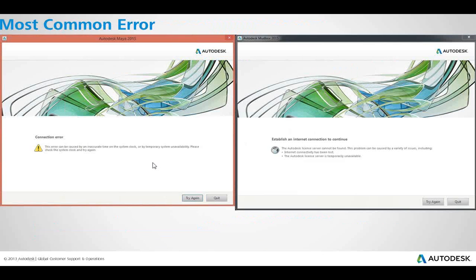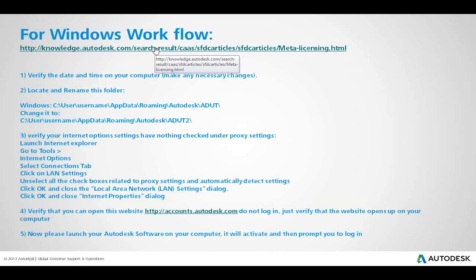So what are the most common errors that we see? Technical errors. Connection error. We discussed that one already about the time difference. Also, the most common one is the "establish an internet connection to continue" error. This could be several things that could be wrong here, and we do have a workflow for it in our knowledge base.